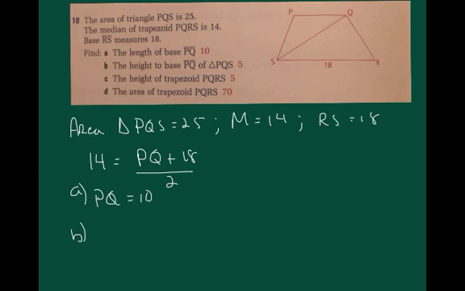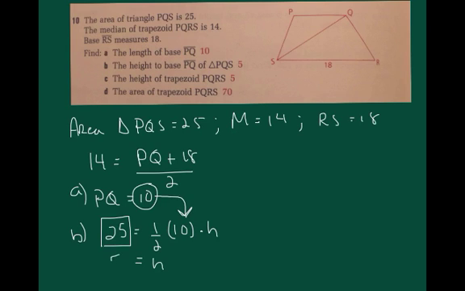In part B, they want the height to the base PQ of triangle PQS. So I'm going to take the 10 that I just found in part A and use that as my base PQ. And then I know that the area from the givens is 25. So the area equals 1/2 my base times the height. Solving for h has to equal 5.